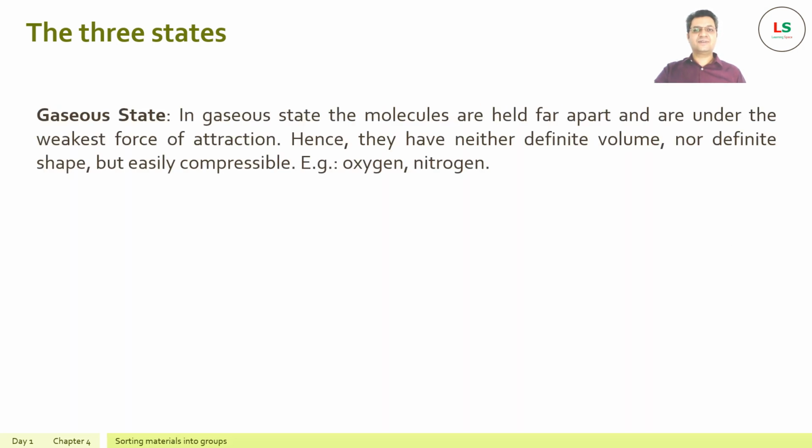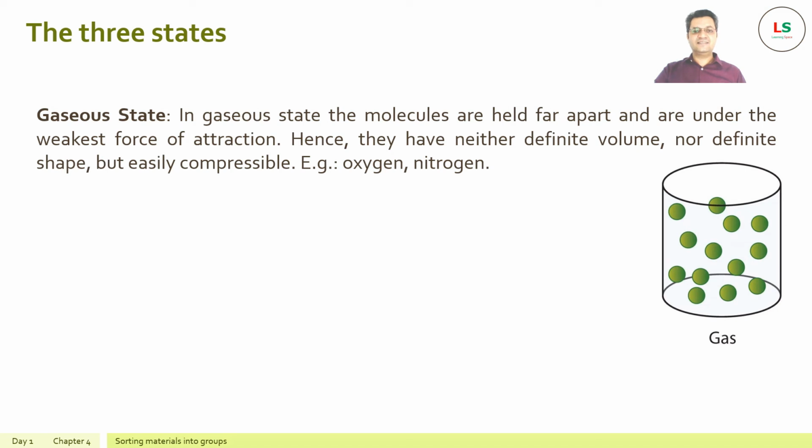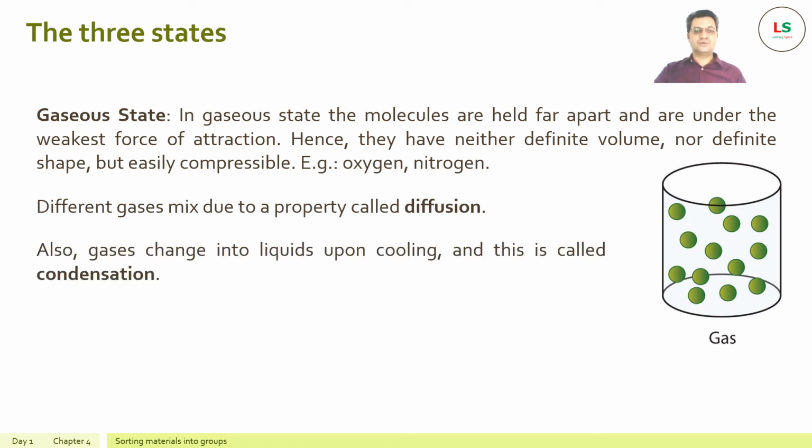And lastly, we have the gaseous state. In gaseous state, the molecules are held far apart and are under weakest force of attraction. Hence, they have neither definite volume nor definite shape but are easily compressible. Example, oxygen and nitrogen. Different gases mix due to a property called diffusion. Also, gases change into liquids upon cooling and this is called condensation.